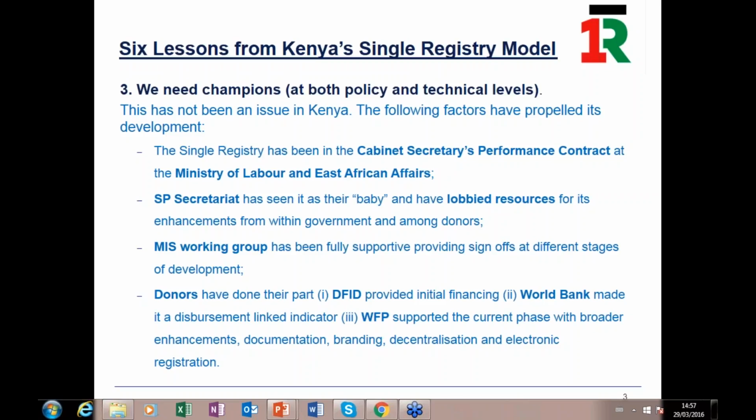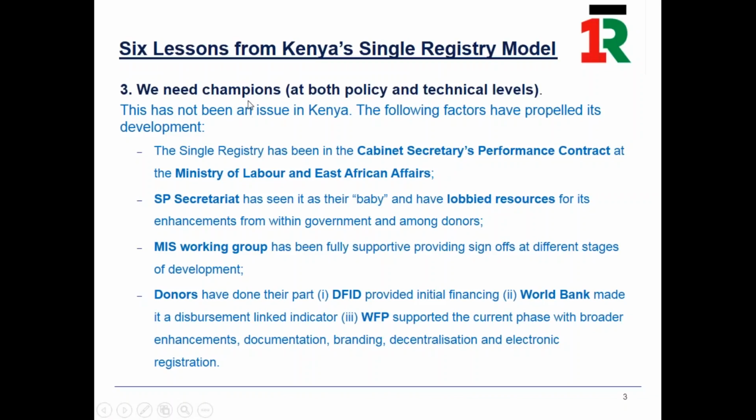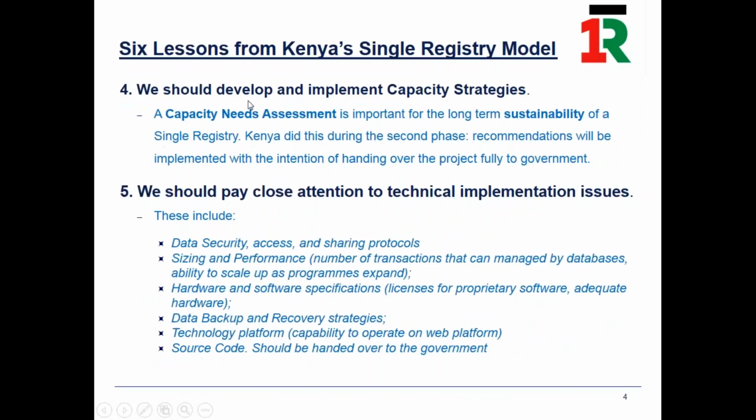The fourth point is, I think we should be able to develop and implement capacity strategies. I think Winnie already mentioned the key focus in phase. As part of the initial phase, there's been a detailed capacity needs assessment. You already know, for example, the key challenges that our MIS officers face, the key areas in terms of the skills that we need to strengthen. And with that particular report, what needs to be done now is implementing the recommendations from that report, so that as the single registry is handed over to government, the government will be able to do the maintenance and there will be enough capacity to sustain it going forward.